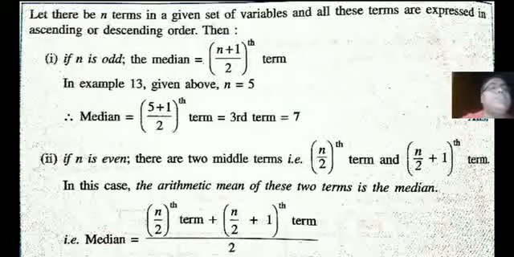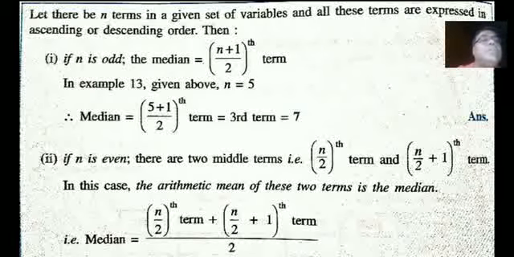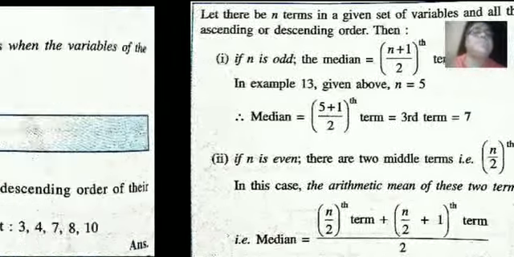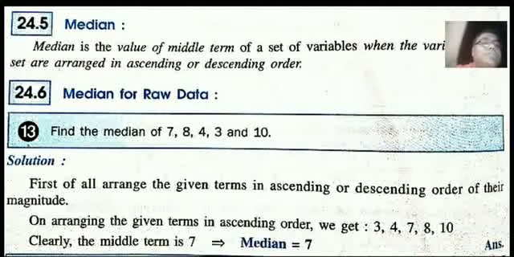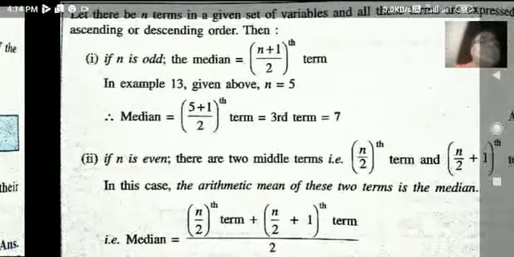So it depends on n. First find out the value of n. If n is odd, then the median is equal to the (n plus 1) by 2 th term. For example, here n is taken as 5, you can see. Therefore, (5 plus 1) by 2 will become the third term. The third term from this table you can find out, that is 7. You can see the third term from the table, you can refer. This is your 3, 4, 7. Okay.